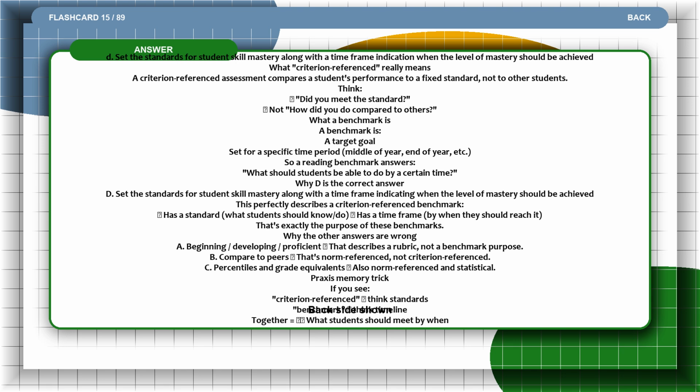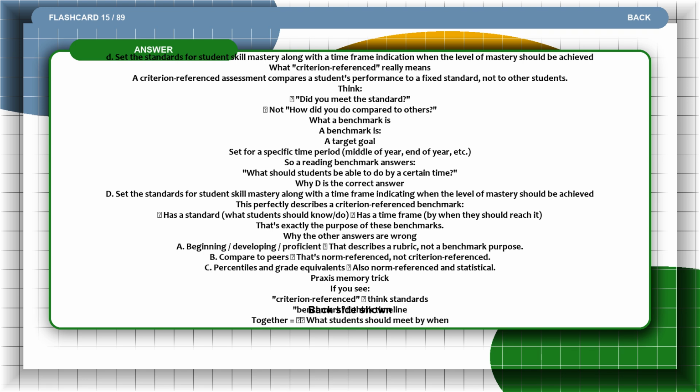Why the other answers are wrong. A. Beginning, developing, proficient: that describes a rubric, not a benchmark. B. Compare to peers: that's norm referenced, not criterion referenced. C. Percentiles and grade equivalence: also norm referenced and statistical.